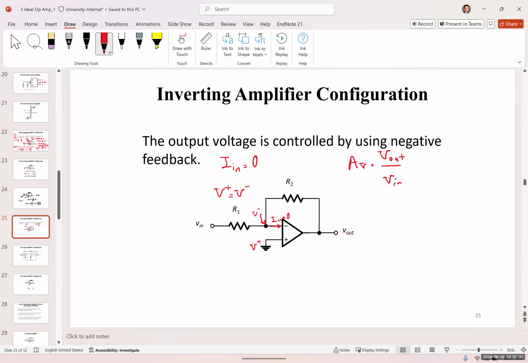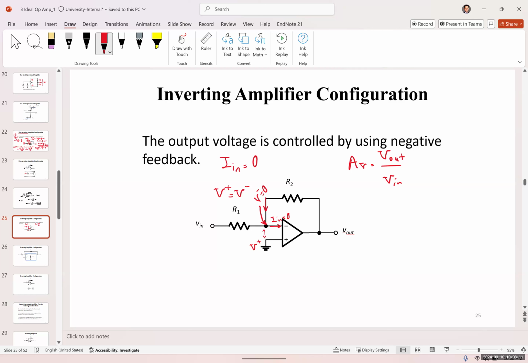Therefore, what is the voltage in this node? How much is the voltage at this node? Yes, perfect, because it's equal to this voltage, because these two voltages are equal. Therefore, the voltage in the negative input or the inverting input is always equal to 0, because the positive is connected to the ground 0 and negative and positive are equal.